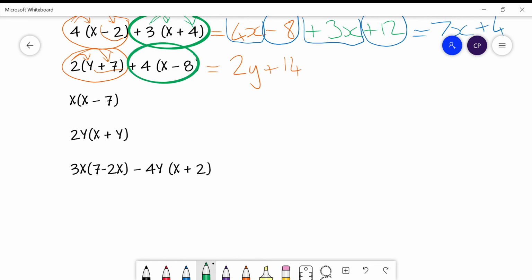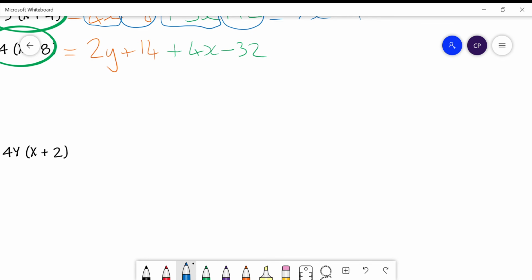And then if we look at the other bracket, we have positive 4 times x, so plus 4 times x, which is 4x. And 4 times a negative 8, so positive times negative is a negative. 4 times 8 is, so you double 8, 16, double it again, 32. And then again, we want to simplify this. Now, 2y and 4x, we can't bring them together because they're different letters, they're different terms. They could represent something different, so we have to keep them separate. So 2y plus 4x. However, I've got a plus 14 and a negative 32, so I can bring those together.